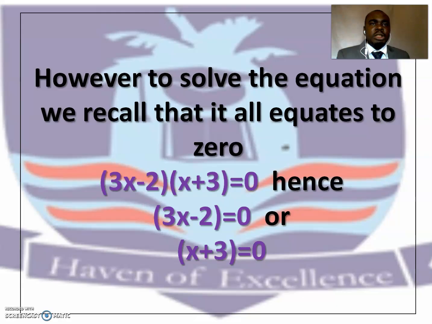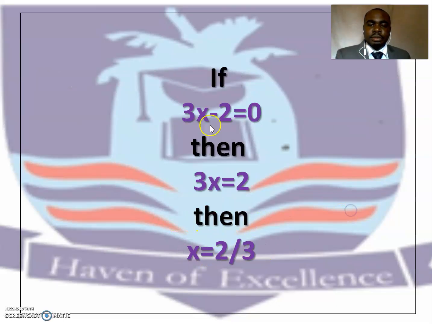From our regular multiplication of numbers by 0, we know that any number multiplied by 0 equal to 0. So if we have two numbers multiplying to give us 0, that means one of those numbers, or both of them, must be 0. So if 3x minus 2 multiplied by x plus 3 equal to 0, that means either 3x minus 2 equal to 0 or x plus 3 equal to 0. If 3x minus 2 equal to 0, then 3x is equal to 2 and x is equal to 2 over 3.